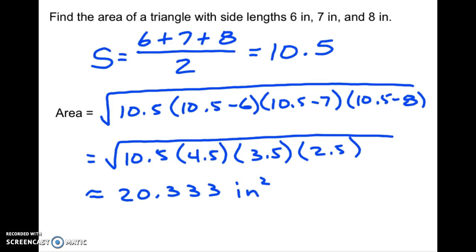Hope this helps as far as finding the area of the triangles.